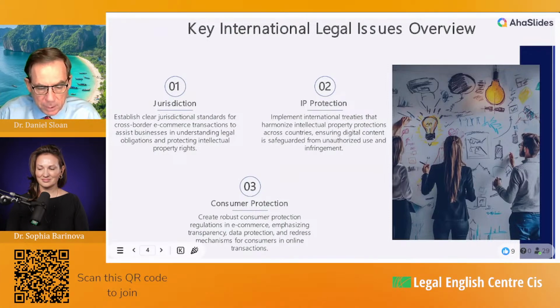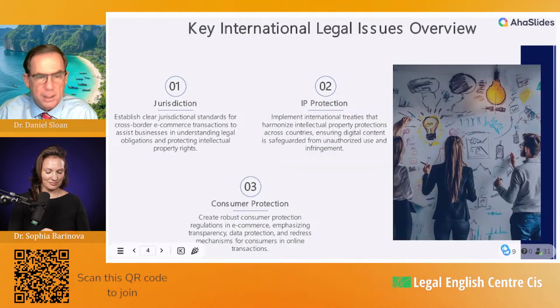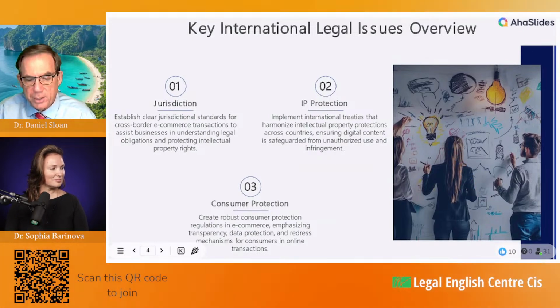So, establish jurisdiction: to establish clear jurisdiction standards for cross-border e-commerce transactions to assist businesses in understanding legal obligations and protecting intellectual property rights. Jurisdiction is very important to establish prior to enacting any e-commerce activity, so that if there is an issue, we know which laws and which standards are going to be set, where issues might be either mediated, arbitrated, or litigated. So that's important to understand.